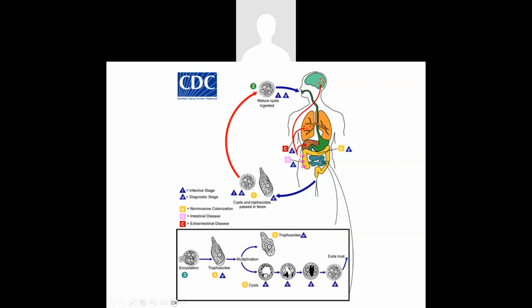For the life cycle of this organism, we have excystation to give the trophozoite, which is the active form of the Entamoeba histolytica, then it multiplies to give more trophozoites, which is also an active form, or gives a new cyst. Then the cyst exits from the host body and goes to infect a new host body, and so on. The diagnosis is done by detection of the trophozoite or cyst inside the human body.